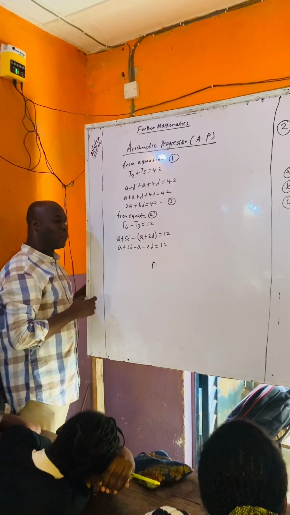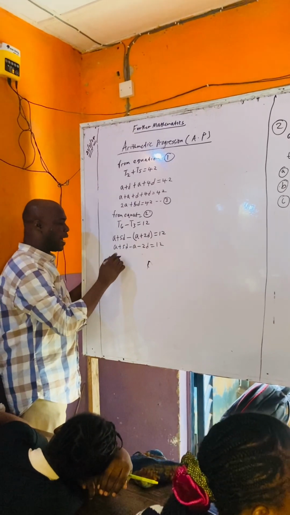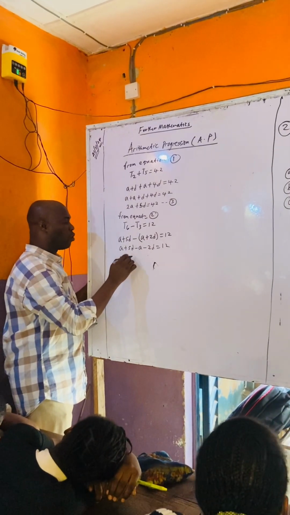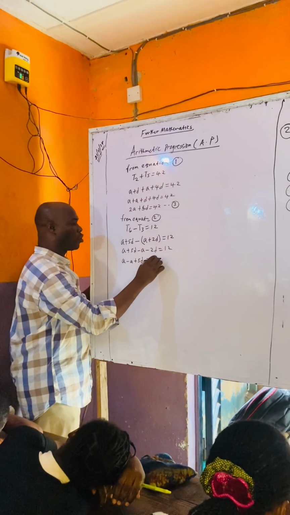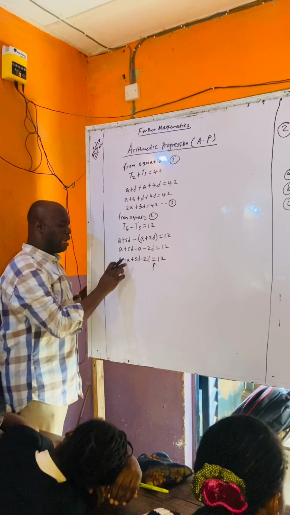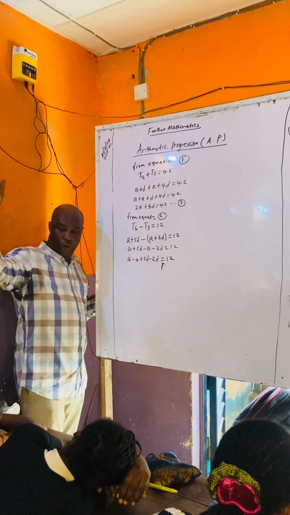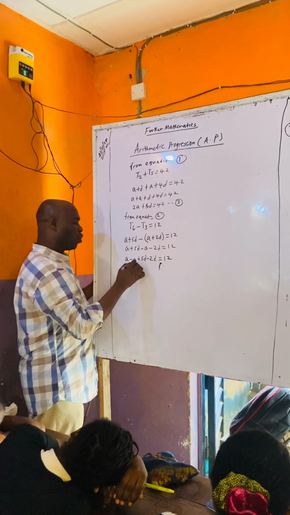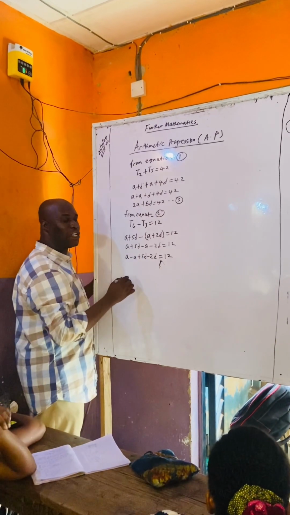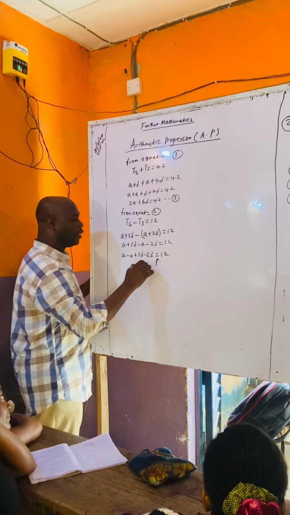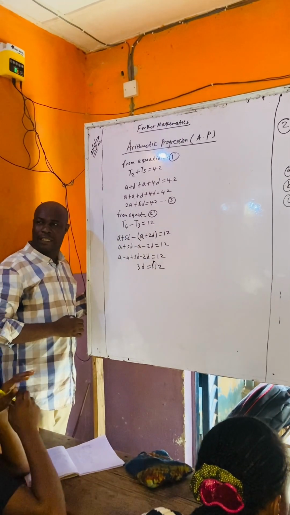So we have a plus 5d. I want to open the bracket. This minus is going to affect the sign in. So minus a, minus times plus, minus 2d equal to 12. Alright, are we together? So we collect the like terms. So this one is a minus a, plus 5d minus 2d equal to 12. A minus a is 0. So we have 5d minus 2d, and it's going to give us 3d equal to 12.